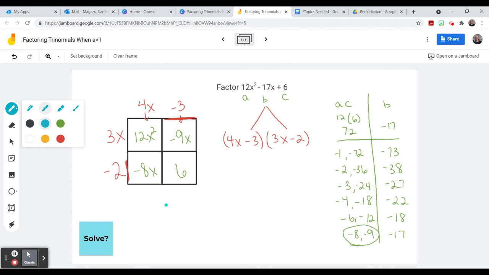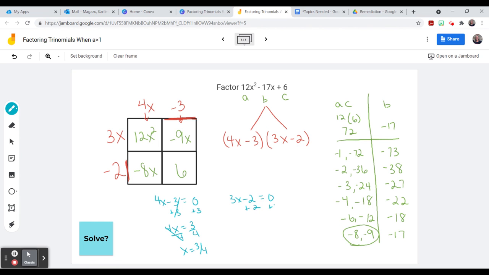What if I need to solve? Let's work it out. I have 4x minus 3. What are we setting it equal to? 0. And I have 3x minus 2 equals 0. I add 3, cancel. 4x equals 3, divide by 4, and I get x equals 3/4. So now I have 3x equals 2, divide by 3, and I get x equals 2/3.